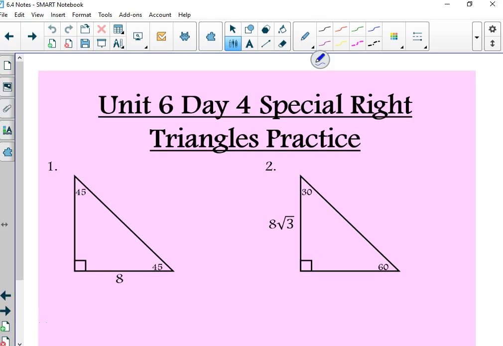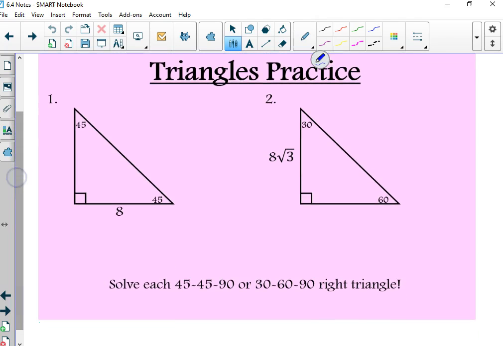Here we go. So Unit 6, Day 4, Special Right Triangles practice. This is pretty much putting together what we've been doing so far. So number 1, we have a 45, 45, 90. Remember, that means it's an isosceles triangle, which means the two legs are the same. So right off the bat, we know the other leg is 8.